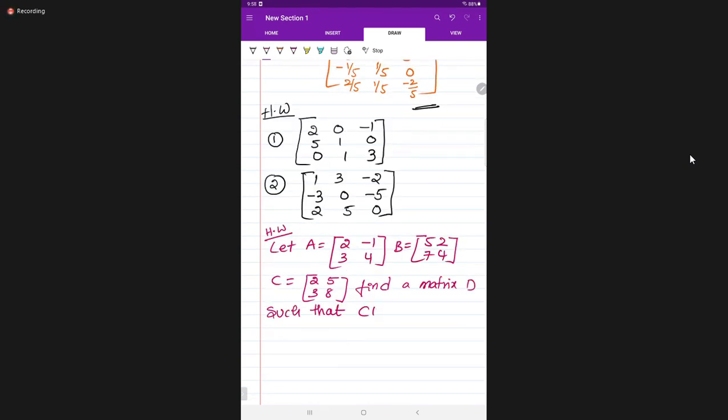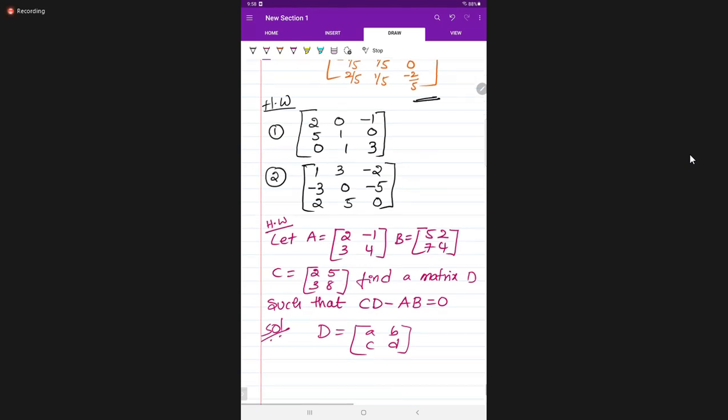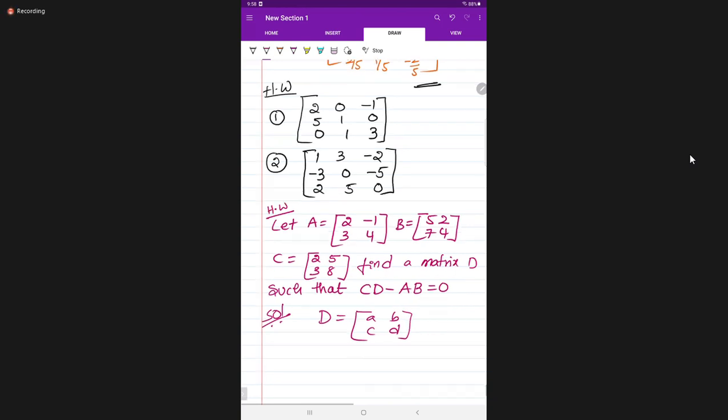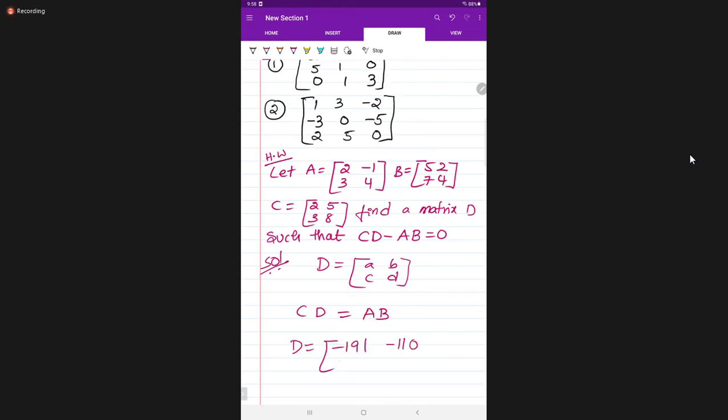CD minus AB equal to 0, so D we have to find out. Take D is equal to ABC. Multiply so that CD is equal to AB, and equate these two matrices, and we will get the answer. D is equal to minus 191 minus 1 minus 110 77 44. This is the answer. Once you practice all of it.